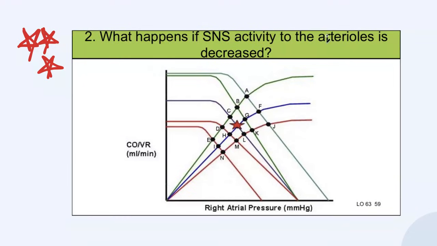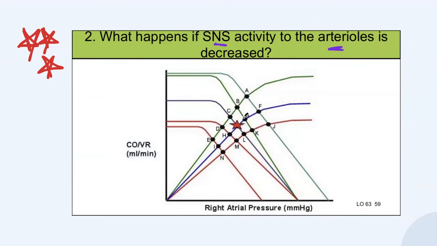So what happens if sympathetic nervous system activity to the arterioles is decreased? In this case, you have a decreased arteriolar tone. Because remember, sympathetic acts on all the blood vessels. So if it's going to decrease on the arterioles, means the arterioles are not going to contract anymore. They're all going to dilate. And when the arterioles dilate, they're going to allow the blood to pass from the arteries into the veins. That means your venous return is going to increase, right?